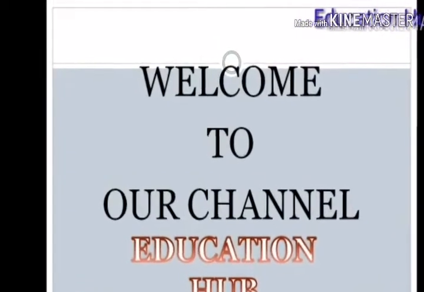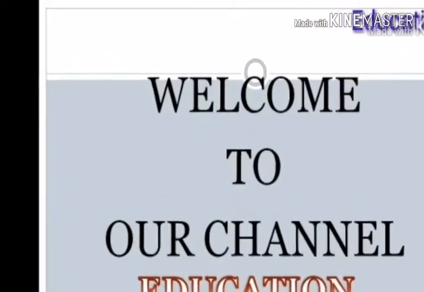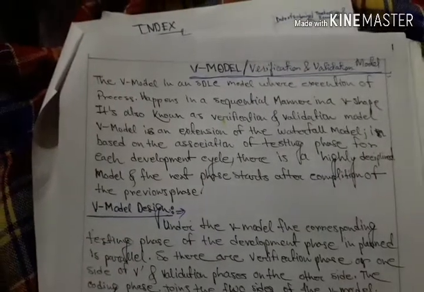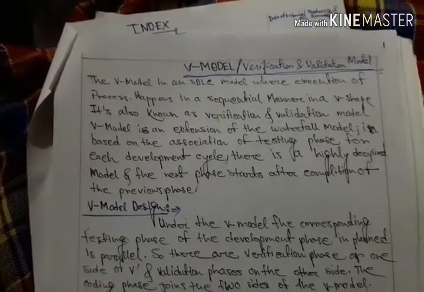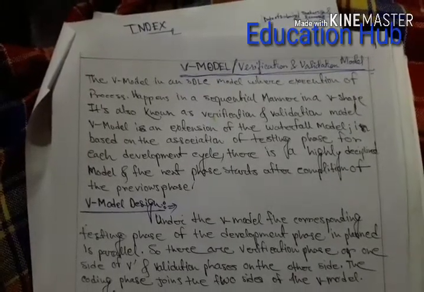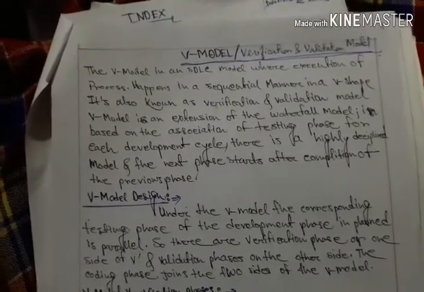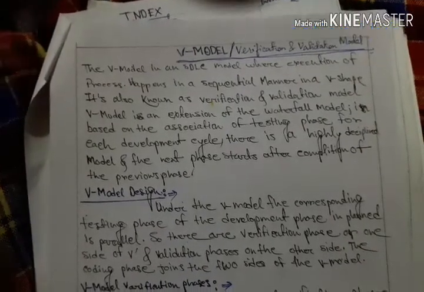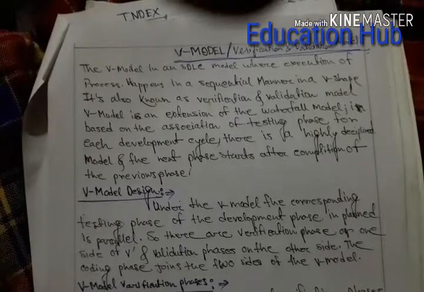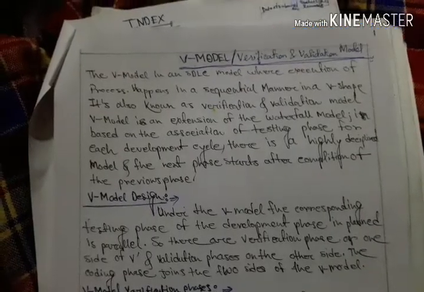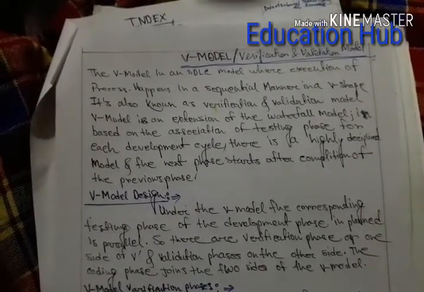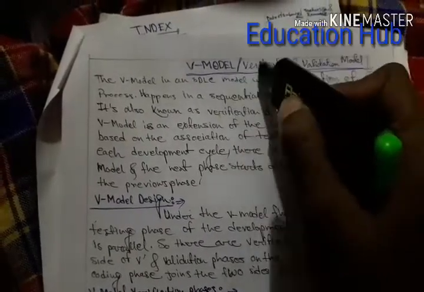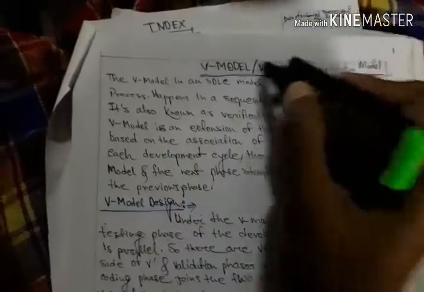Now let's start today's topic, software engineering. Hi friends, welcome to our channel Education Hub. Today we are trying to give you the lecture on the software engineering's V model. In software engineering, the V model, or the verification and validation model, is a very important topic. Now, what is the V model, or verification model? We should know it.